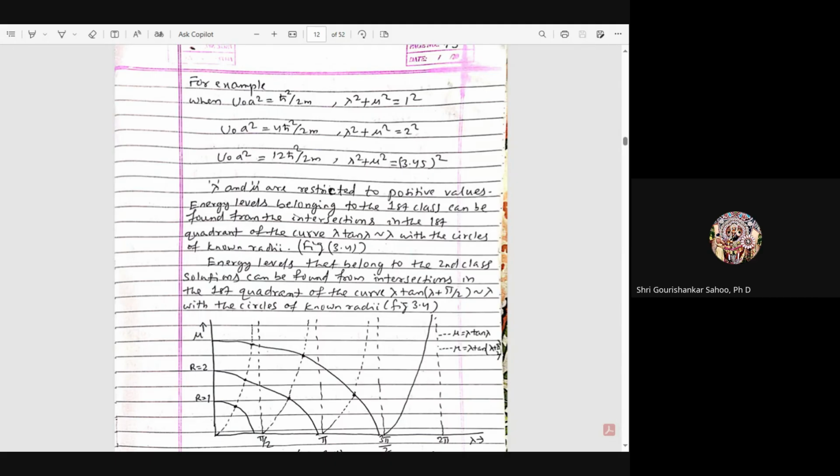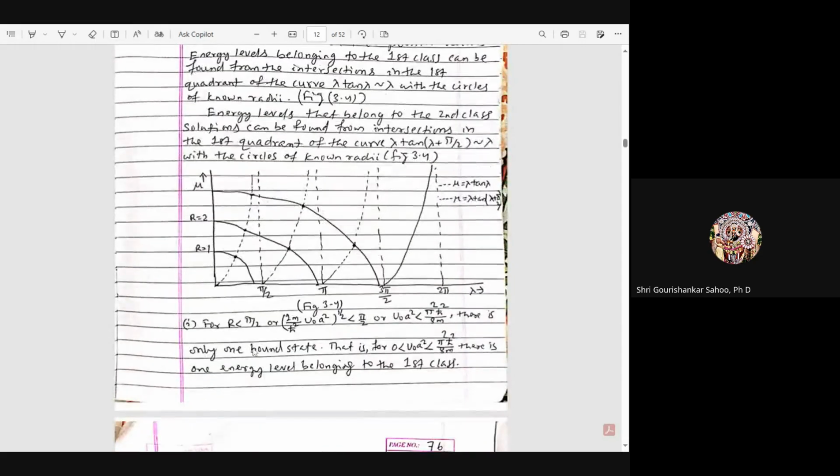So lambda and mu are restricted to positive values, and the energy levels belonging to the first class can be found from the intersection in the first quadrant of the curve lambda tan lambda, which is nearly equal to lambda, with the circles of known radii. The energy levels that belong to the second class of solutions can be found from intersections in the first quadrant of the curve lambda tan of lambda plus pi by 2, which is nearly equal to lambda, with the circles of known radii. And this can be plotted graphically as shown on the screen.